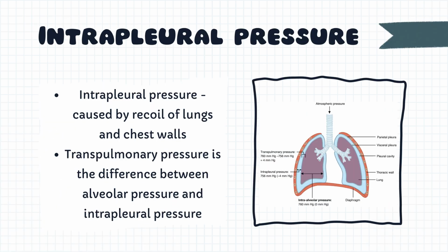Now let's look at the pressure between the lungs and chest wall. This is the intrapleural pressure. It's normally negative, around -5 centimeters of water. Why? Because the lungs want to collapse inward, and the chest wall wants to spring outward. This creates a vacuum that keeps the lungs expanded. The transpulmonary pressure is the difference between alveolar pressure and intrapleural pressure, because it's what actually keeps the alveoli open. If this balance is lost, like in pneumothorax, the lung collapses.